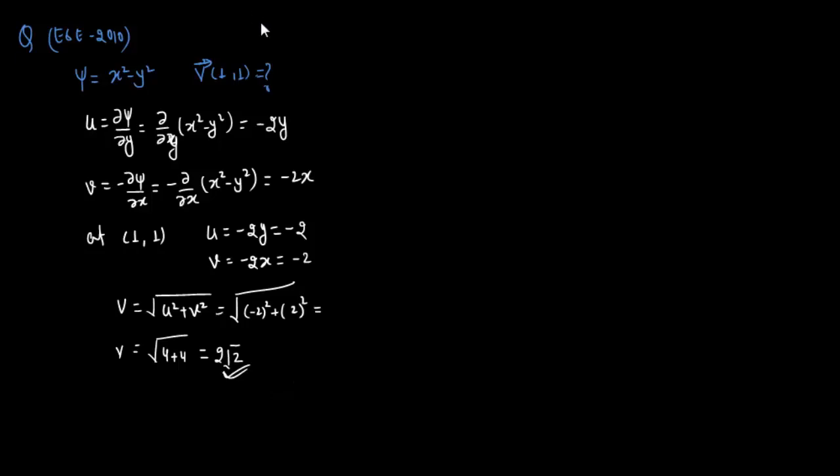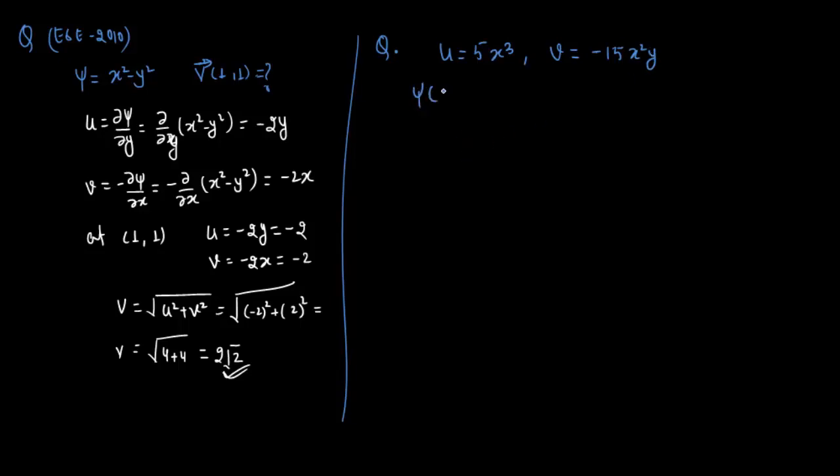Okay, let's take one more problem here. In this case, we are saying that if u is equal to 5x cube and v is equal to minus 15 x square y, then what is the value of psi at the point (1, 2)? We have to find out this value numerically. So u and v are given, and we have to find out the numerical value of psi at the point (1, 2).